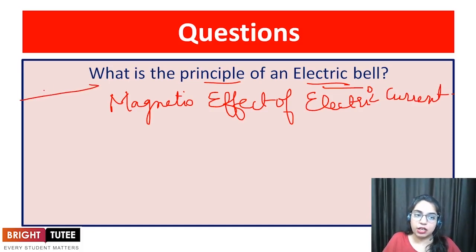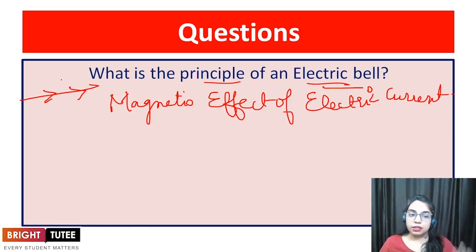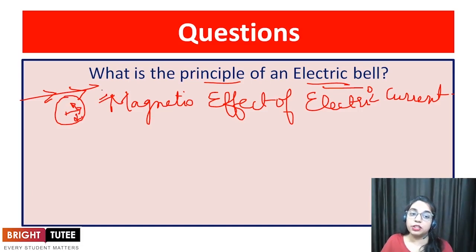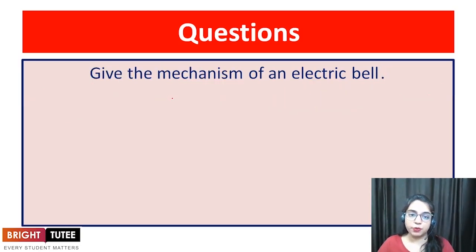So children, whenever a current flows through a coil or a wire, this wire will start behaving like a magnet. It will be a temporary magnet which will behave like a magnet only till the time the current is flowing through it, and as soon as we switch off the circuit and the current stops flowing through it, it will not behave like a magnet anymore, and we call it an electromagnet. And how can we verify this magnetic effect? By placing a compass over here, and whenever the current flows, this needle will show a deflection indicating the magnetic effect of electric current. And children, we use this principle in the case of an electric bell. Okay, so let's move to the next question.